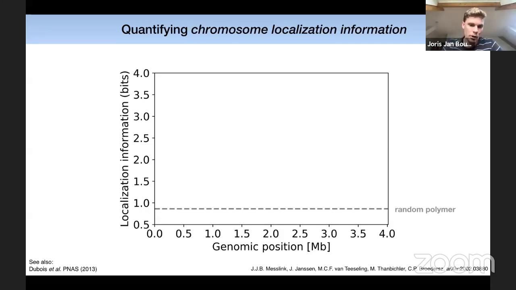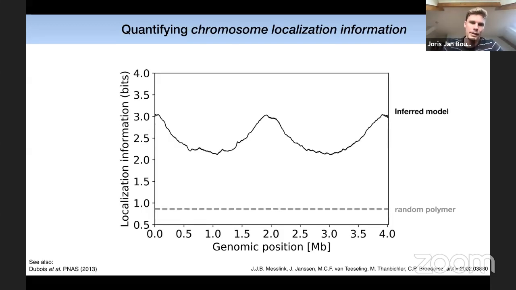Whereas for our maximum entropy model, we find that this information reaches up to 3 bits for the origin and terminus. This tells us, on the one hand, that there is quite a bit of information contained in here that could be used by the cell to guide processes. But on the other hand, there is also still quite a lot of variability. So we can't really think of the chromosome structure as one rigid object either.